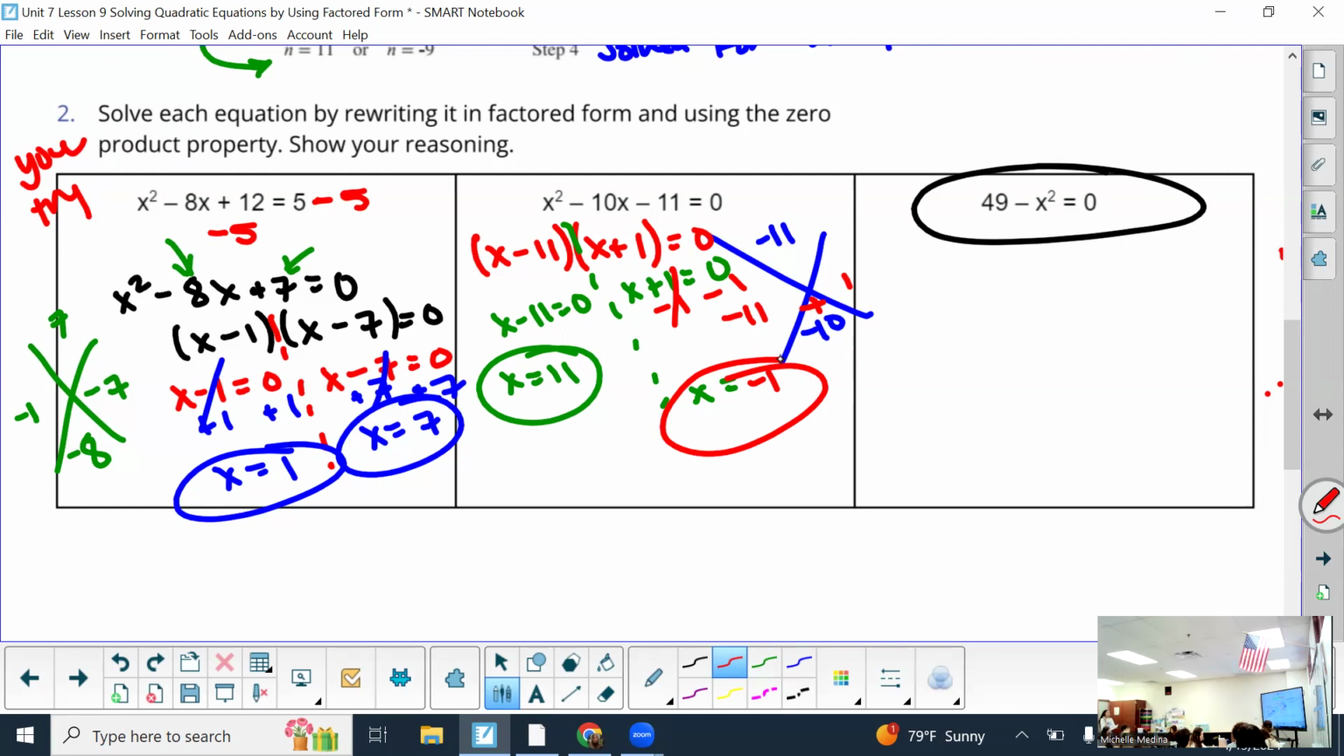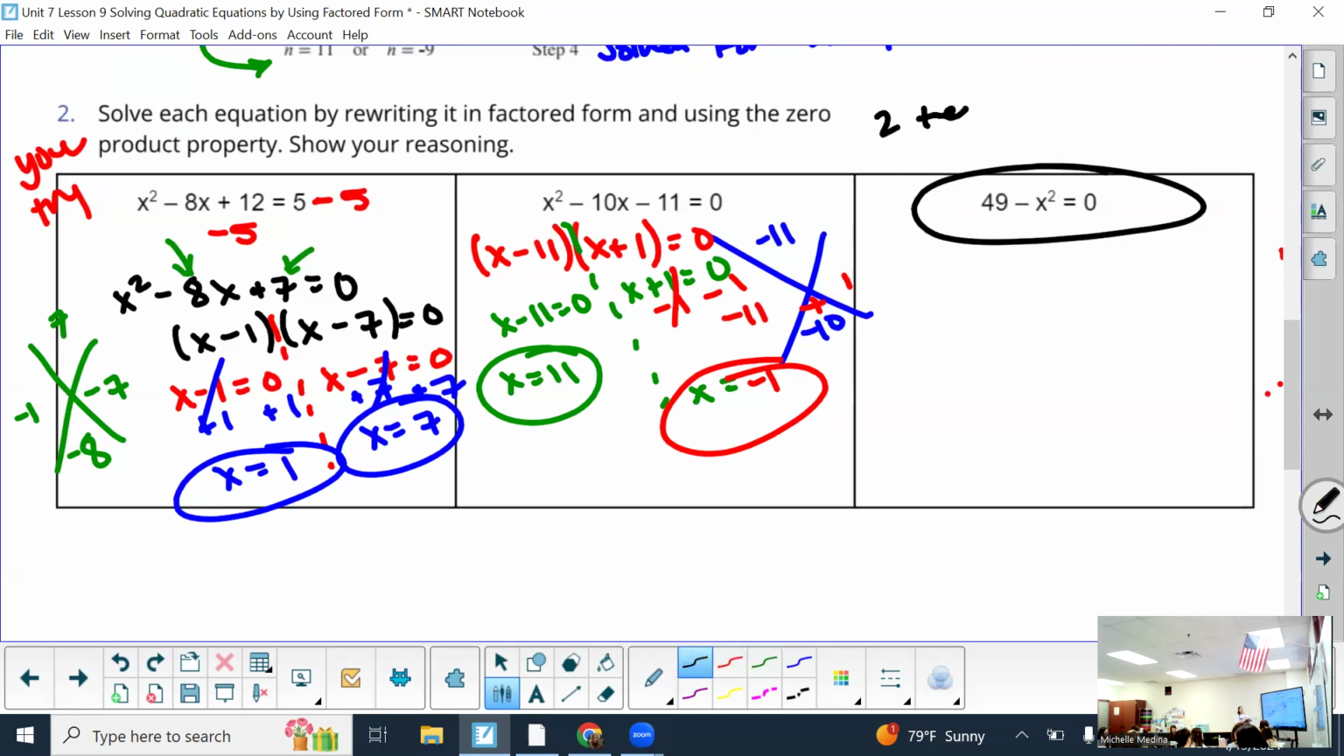Now this last one, still follow the same steps. Is it equal to 0 on one side? Okay, great. Next step, factor the non-zero side. I cannot use my diamond method to factor when it's a two-term expression. This is what you should have seen in the video yesterday if you watched it, so keep the notes.